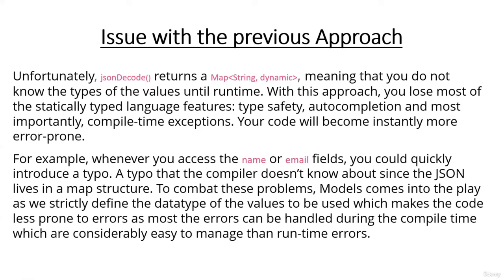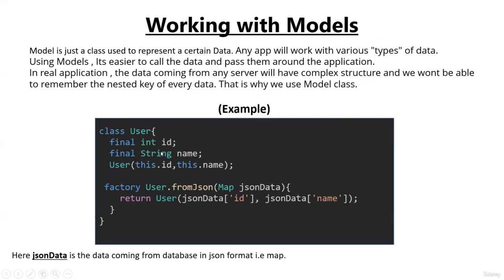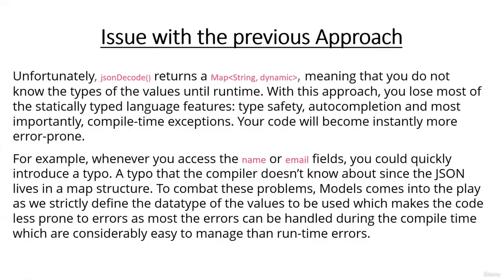So to combat these problems, models come into play, and we strictly define the type of the values like this. Here we strictly define that it's an integer, it's a string. So this is how we are on the safer side while building an application, and it eventually makes the code less prone to errors, as most of the errors are handled during compile time.